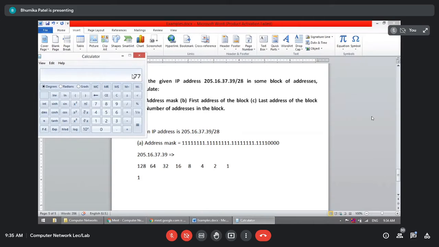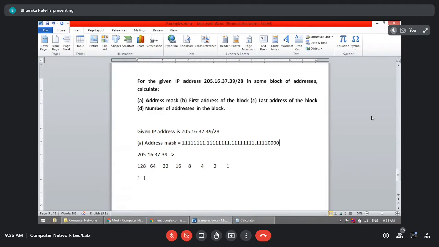Okay, now what am I getting? 77, right? If I perform the subtraction, then I'm getting 77. Just compare 77 with the next bit, that is 64. Obviously 77 is greater than 64. Just perform the subtraction. That means on the 64th bit I'm going to put 1. Use up the 64th bit.